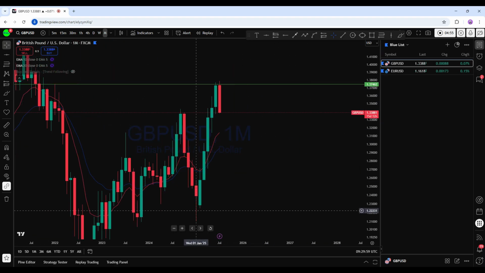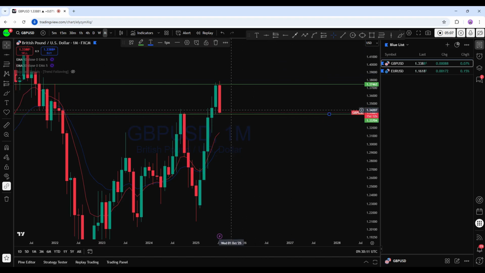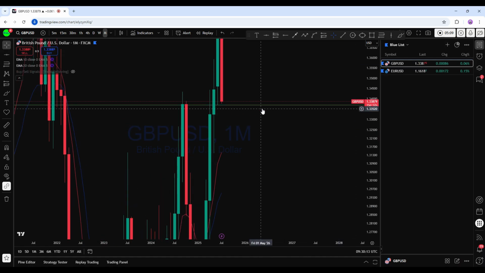Now we can see that this is the monthly move here on British pound US dollar. And with that monthly move, the price started to pull back here, and I think the price potentially could break this monthly low or even further below here to create a potentially lower low.